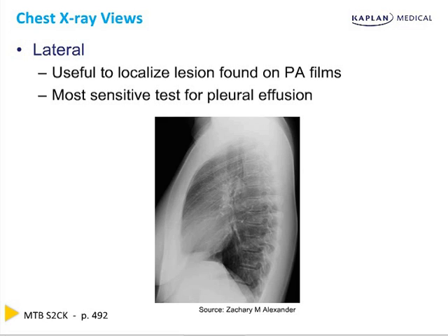Furthermore, since the thoracic cavity dives most inferior in its posterior aspect, as can be appreciated here, lateral films are much more sensitive for diagnosing pleural effusions and can detect less than 100 milliliters of fluid in the pleural cavity, whereas standard PA films have difficulty detecting anything less than 200 to 300 milliliters.